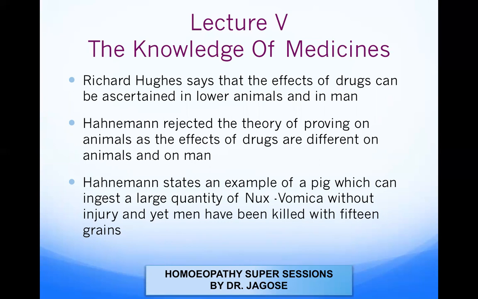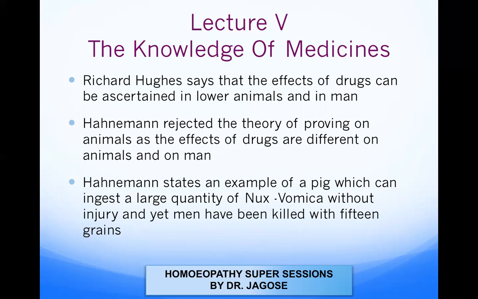So Hahnemann totally rejected the theory, saying that you cannot prove it on animals, as the effects on animals are different and the effects on man are different. Hahnemann states an example of a pig, which can ingest a large quantity of nux vomica without injury, and yet men have been killed with 15 grains. So that is why he says the drug effects are different on animals and men. He gives an example of a pig.